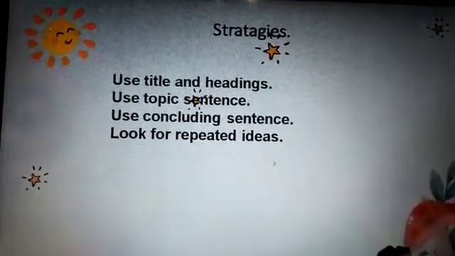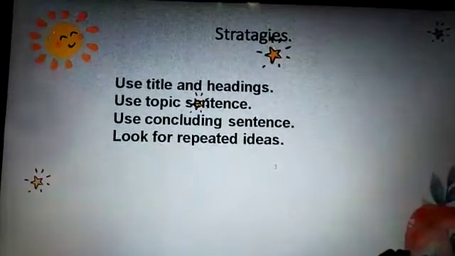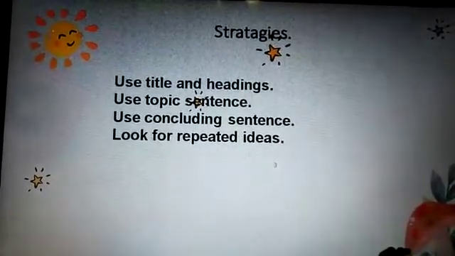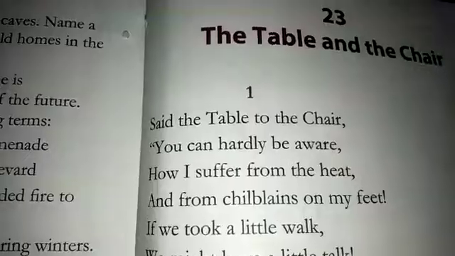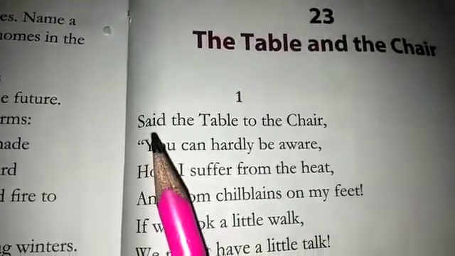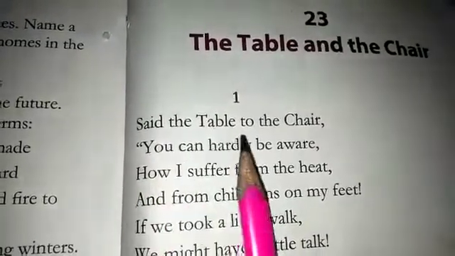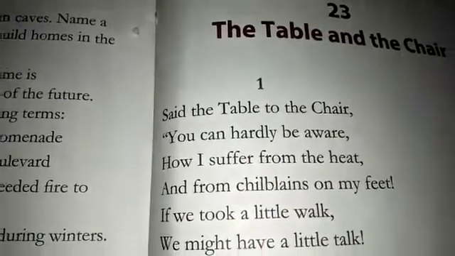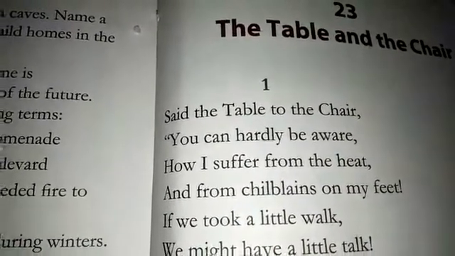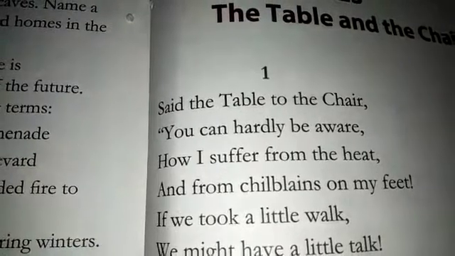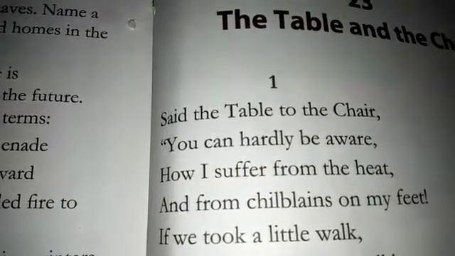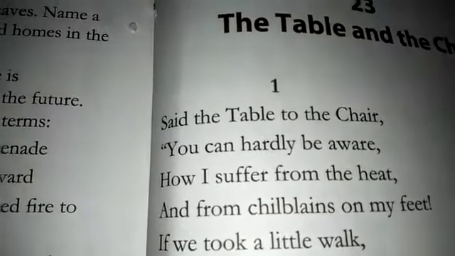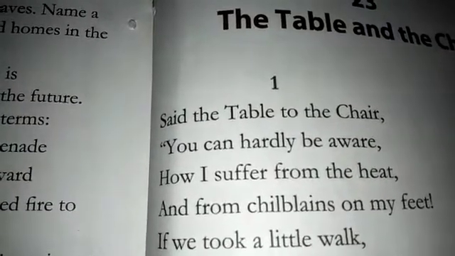Okay, next, use the topic sentence. What is the topic sentence? The first sentence is called the topic sentence. So what is the first sentence, the topic sentence? Said the Table to the Chair. So what is happening in this poem? The table and chair are conversing, talking to each other.